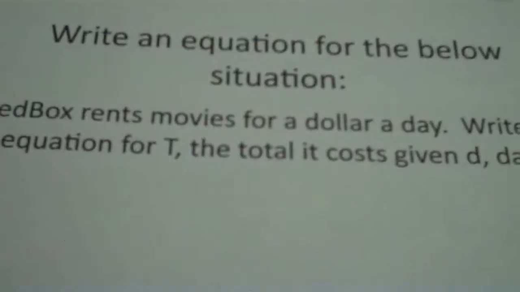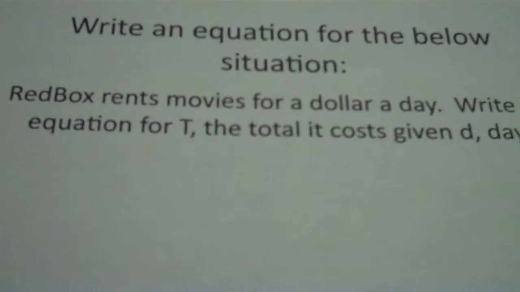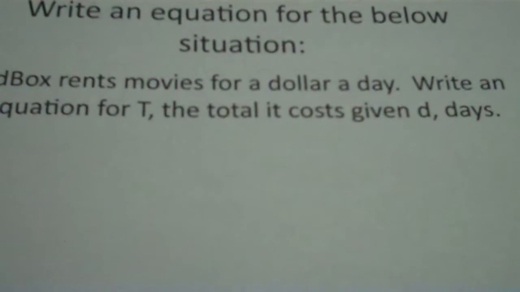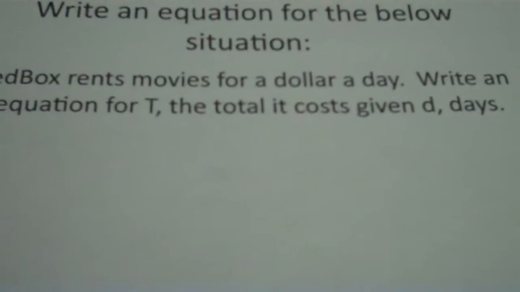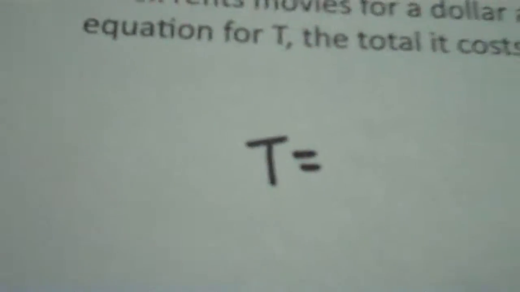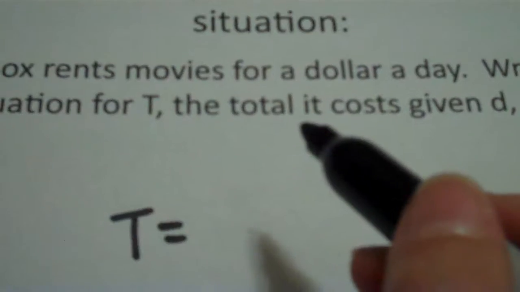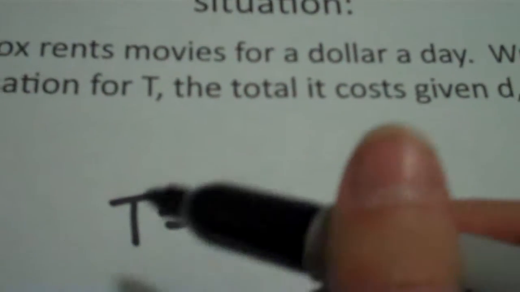Okay. This one hopefully is really simple, but we've had a lot of questions with it in the past. Write an equation for the below situation. Redbox rents movies for $1 a day. Write an equation for T, the total it costs given D days. Okay? So the total is, how much are they? It's $1 every day, right? So 1 day is $1, 2 days $2, 3 days, right?